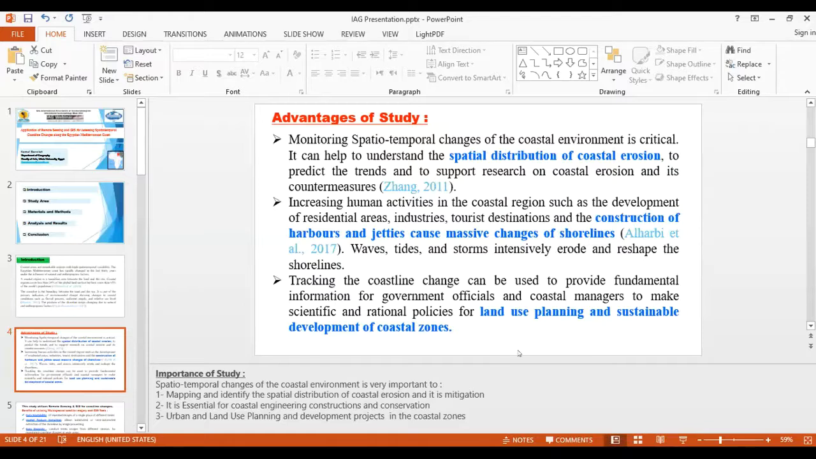Okay. The importance of my study is that spatiotemporal changes of the coastal environment are very important for mapping and identifying the spatial distribution of coastal erosion and its mitigation. It's essential for coastal engineering construction and conservation. It's very important for urban and land use planning and development projects in coastal areas.